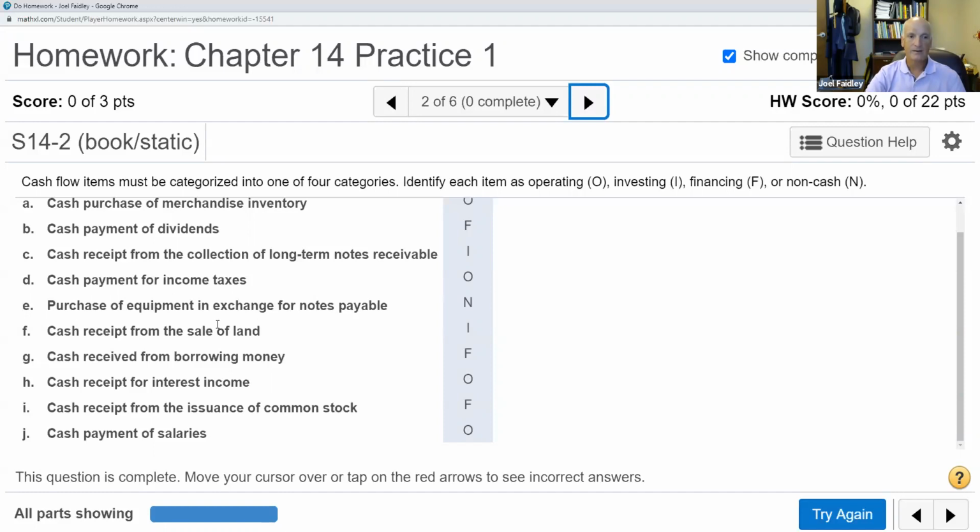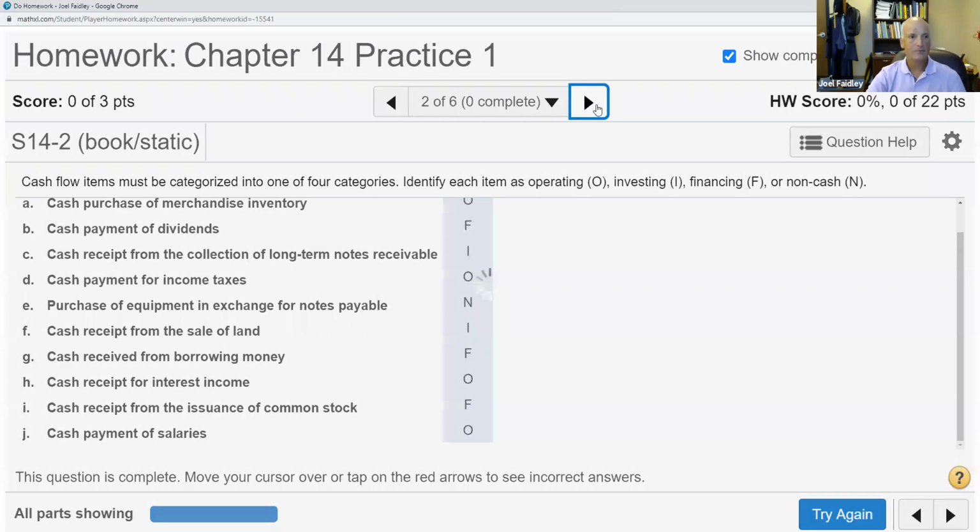Cash received from the sale of land. Land is what? Long-term assets. So that's got to be investing. Cash received from borrowing money. That's got to be financing, right? That's a long-term liability. Think about where it is. Cash received for interest income, operating. Cash received for issuance of common stock, financing. Salaries, that's going to be salaries payable for short-term, operating.